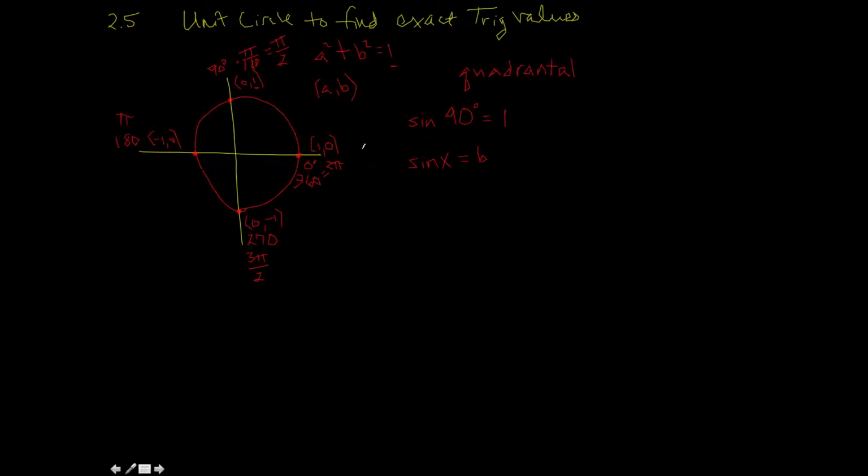Same thing for, let's look at a radian measure. Let's look at the cosine of pi. Now the cosine, remember, is the a coordinate. So let's go over here to pi. The a coordinate in this place is -1. So the cosine of pi would be -1.